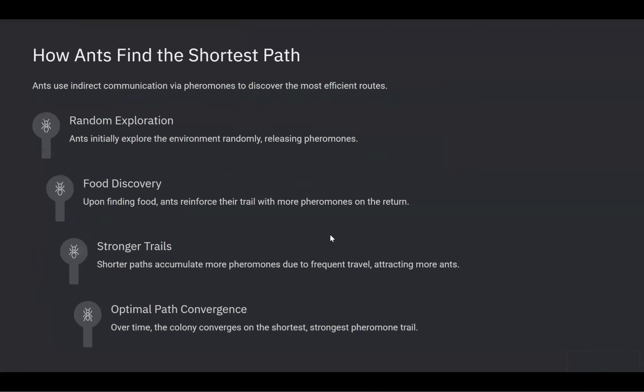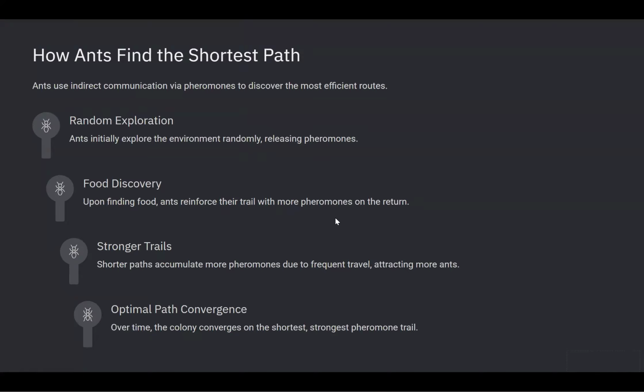How do ants find the shortest path? First is random exploration. At first, ants wander randomly in different directions. Each ant leaves behind a small amount of pheromone. Second, food discovery. When an ant finds food and returns to the colony, it reinforces the trail by laying more pheromone, which increases the strength of the path. Third, the strongest trails form on the shortest path. Shorter paths are traveled more frequently, so they build up pheromone faster. As pheromone increases, more ants start choosing the same path.